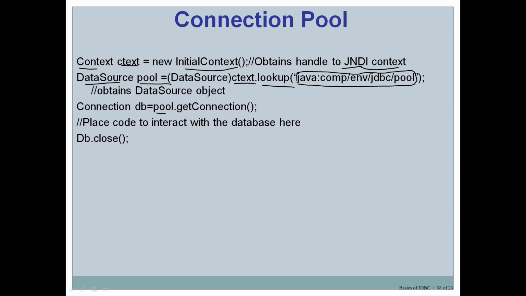Once you have pool, by using that pool object, you can connect to a backend database. Pool.getConnection means you have indirectly connected to the backend database. And once you are connected with the backend database, you can perform different actions on it, like you can insert data, you can retrieve data from the backend database. And once you are done with that, you can close the connection by using db.close. Okay, so this is about the connection pool object.